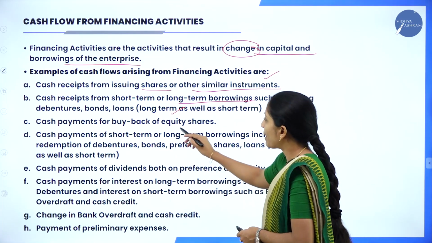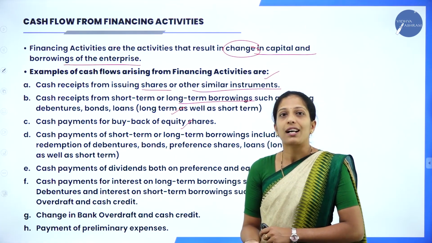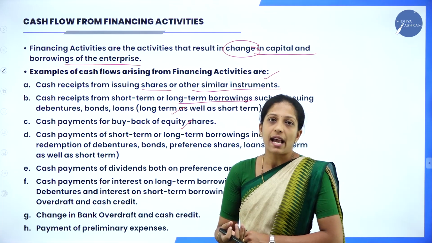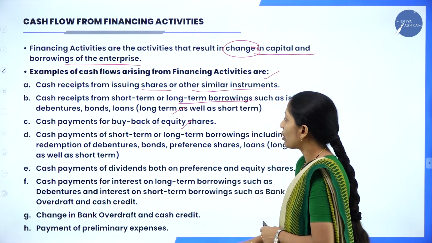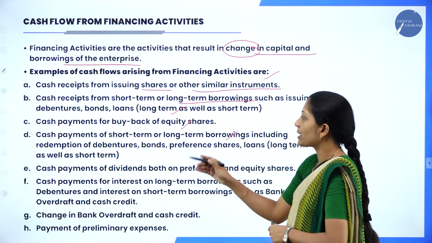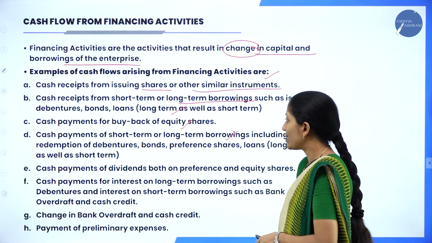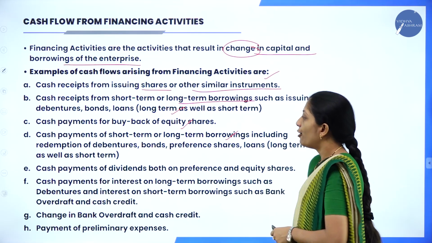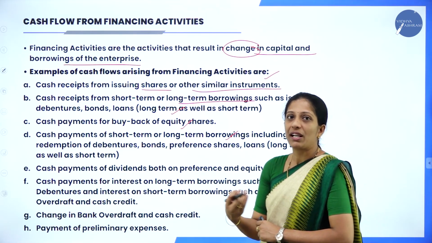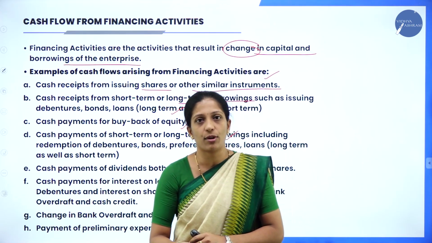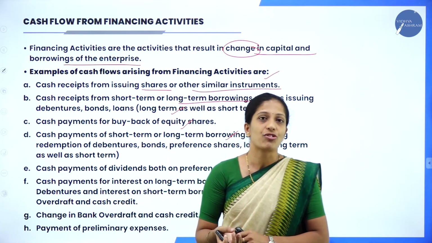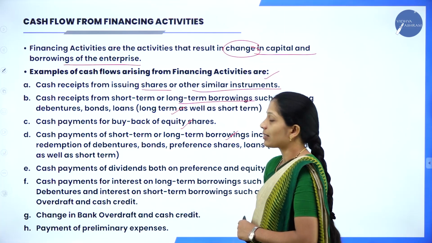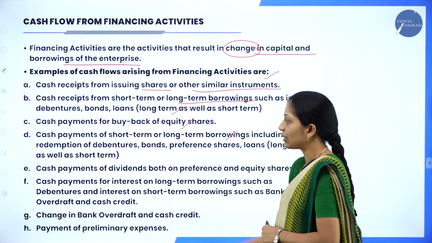Cash payment for buyback of equity shares. So a company might reduce its capital by buyback of equity shares also. Cash payment of short-term as well as long-term borrowings, including redemption of debentures, bonds, preference shares, loans. So loan payment may be long-term loan or short-term loan. So anything which is paid to the outsiders in the form of debentures, bonds. Okay, so these come under financing activities.